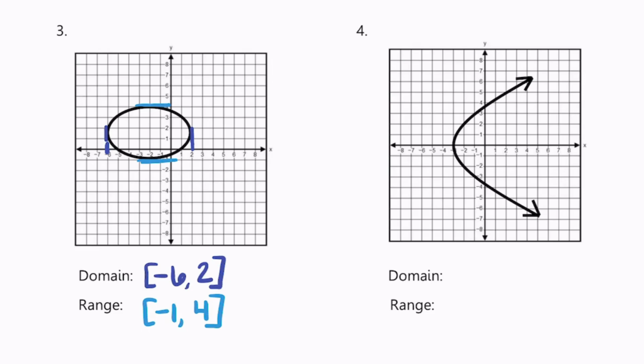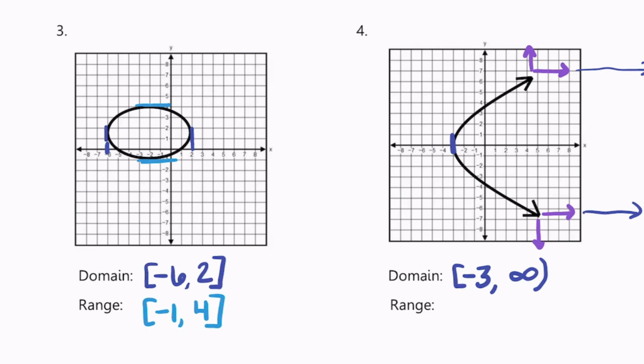Last but not least, I am seeing arrows here. Those arrows are telling me it's going up and to the right, and it's going down and to the right. So for the domain, the farthest to the left is -3. Solid line, so a bracket. And then we see the arrows pointing to the right, which tells us our graph goes to the right forever and ever. So that's going to be infinity, and all infinities will have a parenthesis.